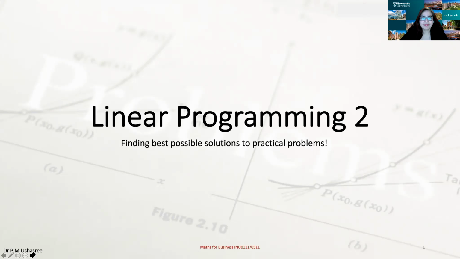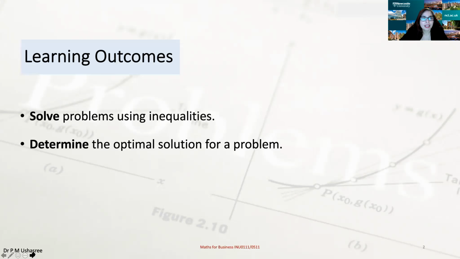Hello, everybody. We are in week 2 of linear programming. Last week, we saw how to solve inequalities using graphs, and we saw a few word problems. We got to introduce ourselves to those word problems. So this week, we are going to see how to solve problems using inequalities and how to determine the optimal solution for inequality problems.